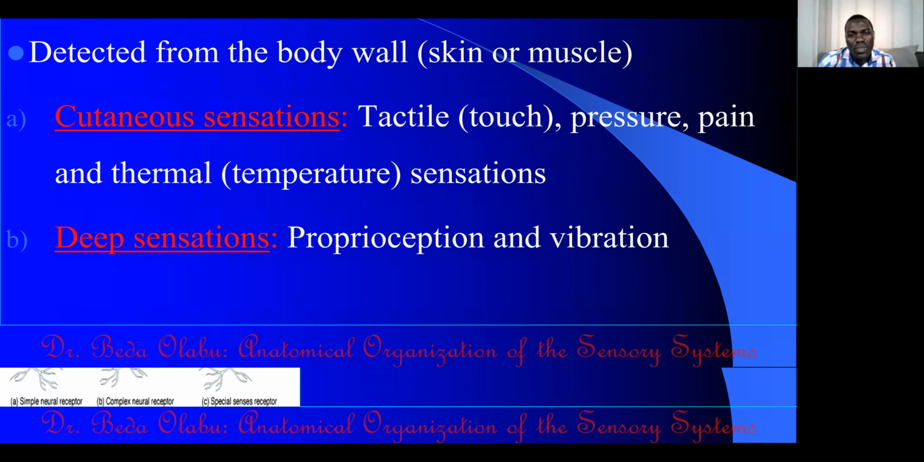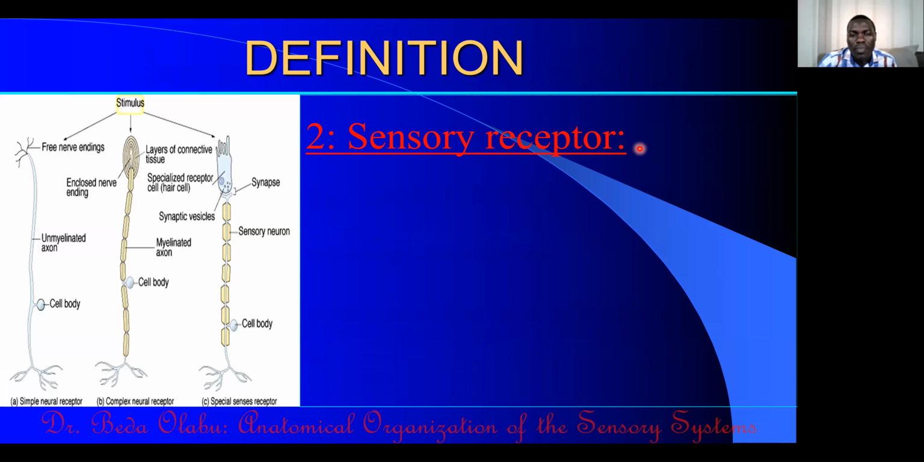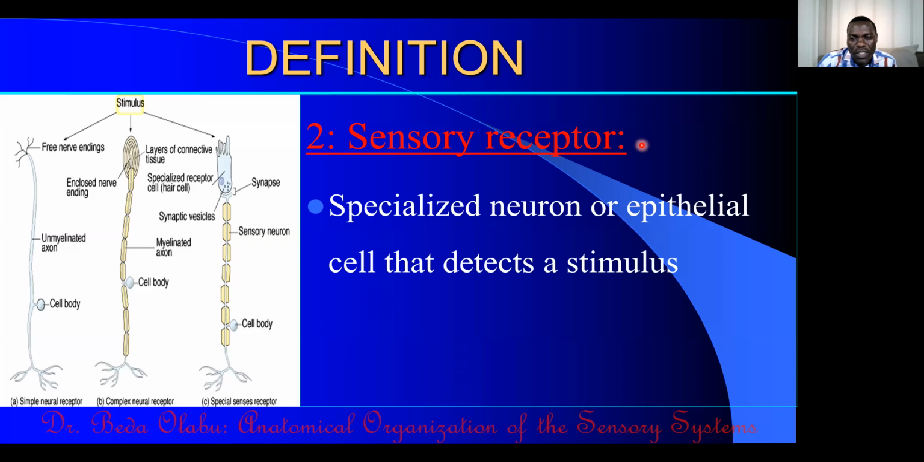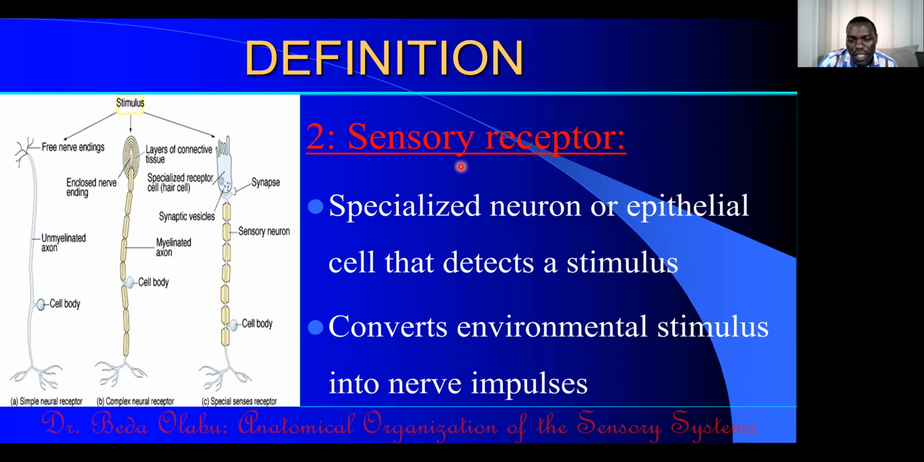The second thing I want us to define is sensory receptor. So what is a sensory receptor? A sensory receptor is a specialized neuron or epithelial cell that can detect environmental stimulus. A specialized neuron or epithelial cell that can detect environmental stimulus. That is a sensory receptor. What is fundamental about sensory receptors is that they can convert environmental stimulus into nerve impulses.